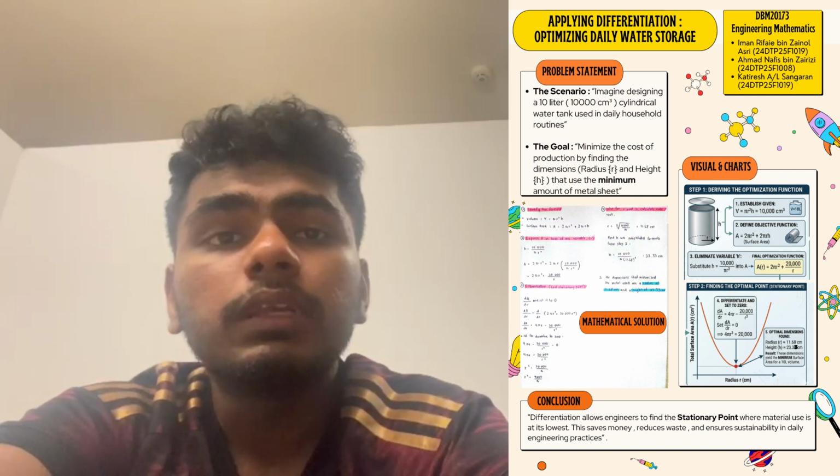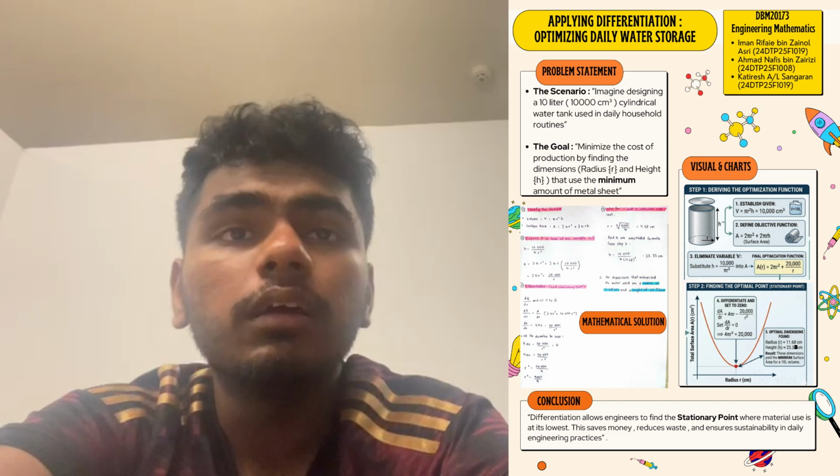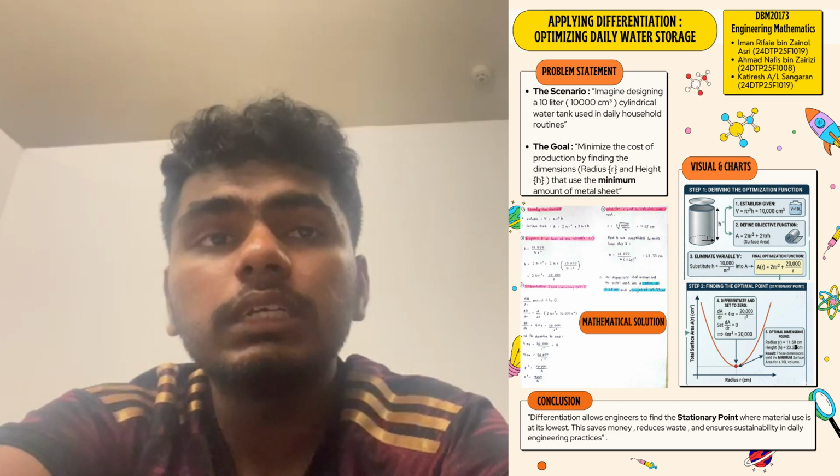Using a scientific calculator, this gives us an optimal radius of approximately 11.68 cm. Plugging this back into our height formula, we get a height of 23.33 cm. After applying the first and second derivative test, we successfully identified the stationary point. Our calculation shows that the optimal radius is approximately 11.68 cm with a height of 23.36 cm.